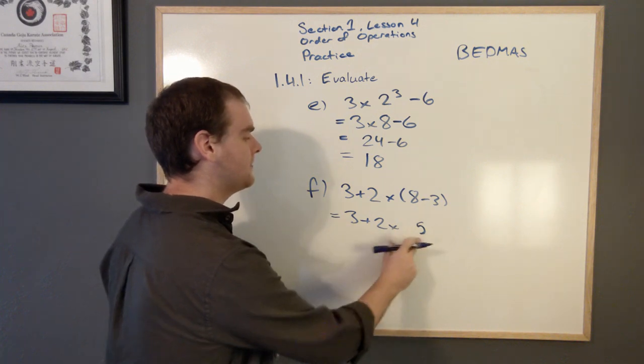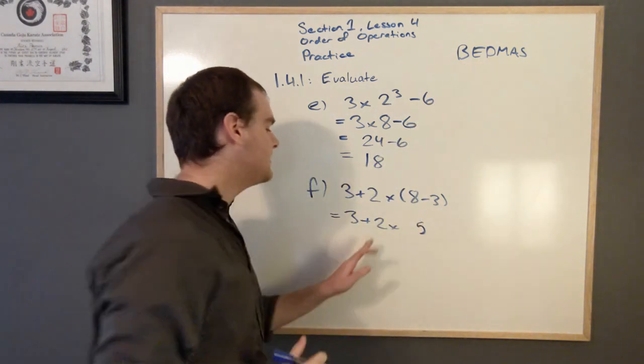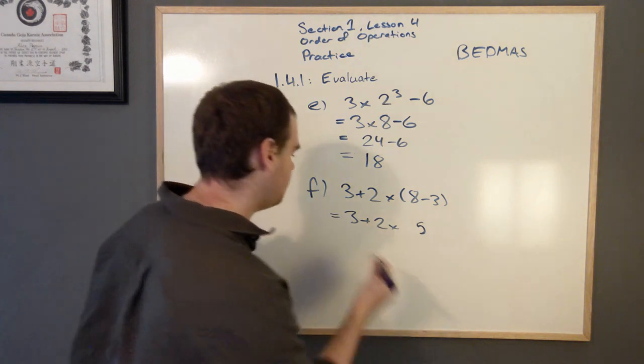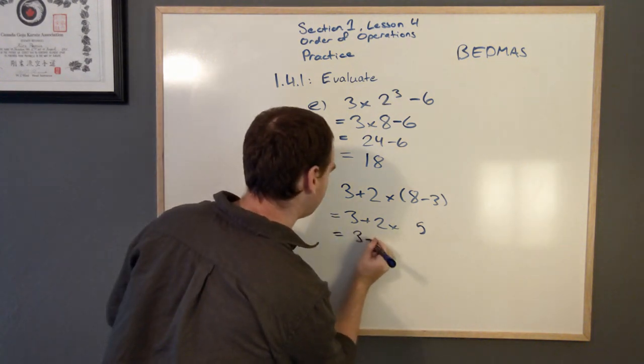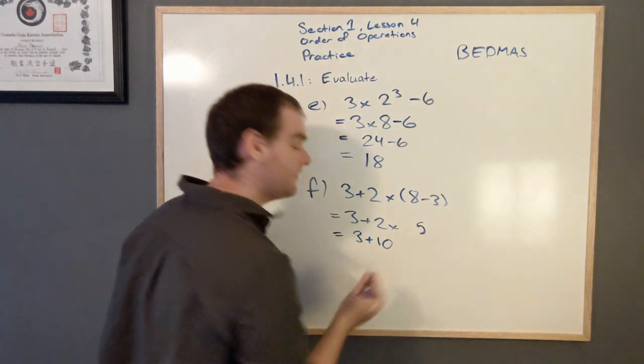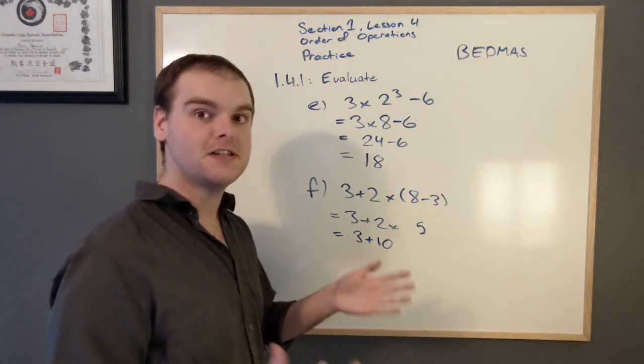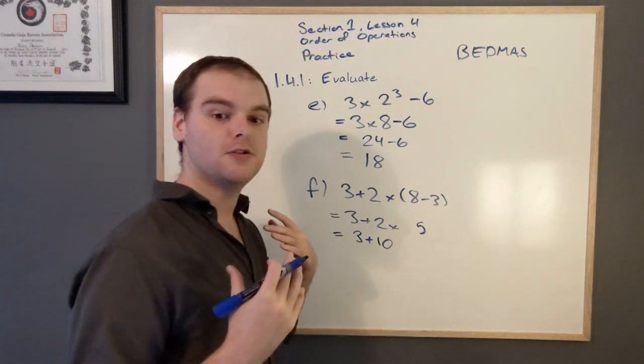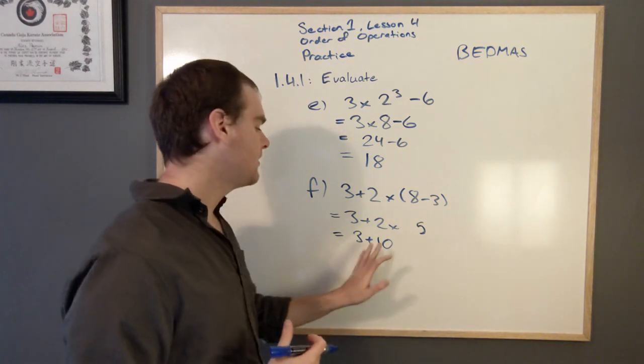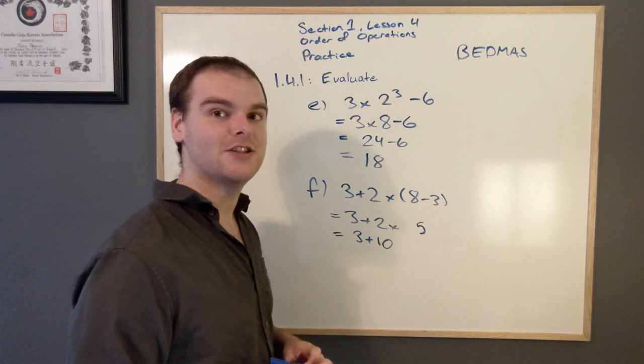3 plus 2 times 5. Well, multiplication and division is next, so we have 2 times 5 is 10. No more expressions in the multiplication and division standpoint, so we go on to addition and subtraction. 3 plus 10 is 13.